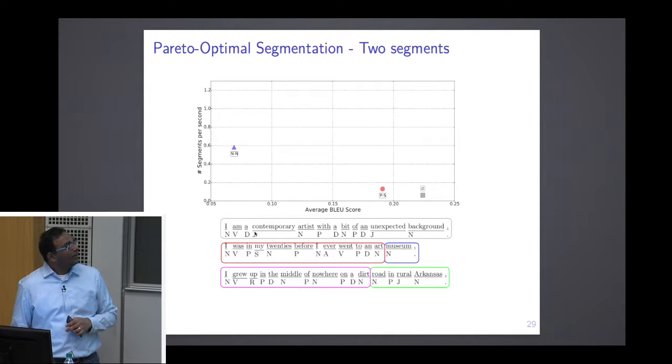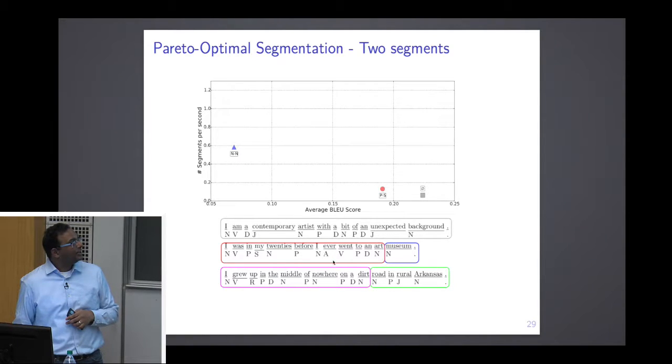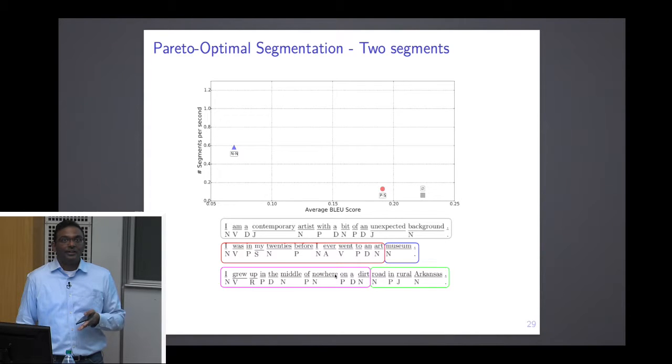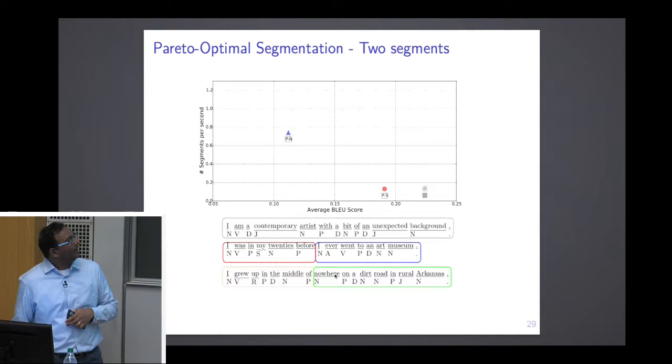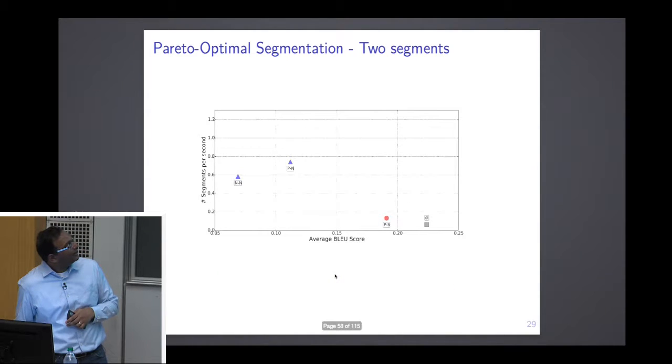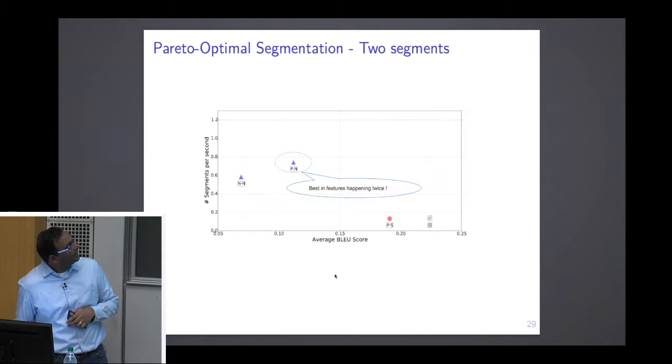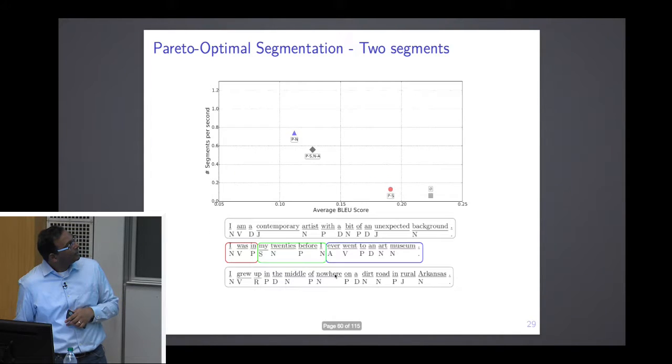Now we start with 2 segments. So we can start with NN, which occurs twice. So NN occurs over there, so it's pretty bad in the BLEU score, right? You don't want to split in the middle of a noun phrase. You get bad translations. You get PN, which occurs once, and PN occurs twice as well. And so here you have these 2 for 2 segments. And this is the best in the features happening twice.